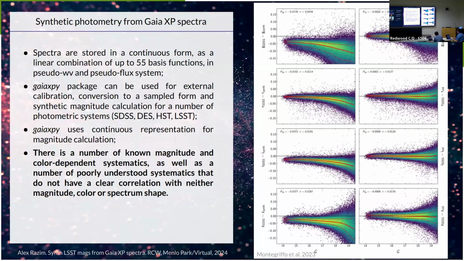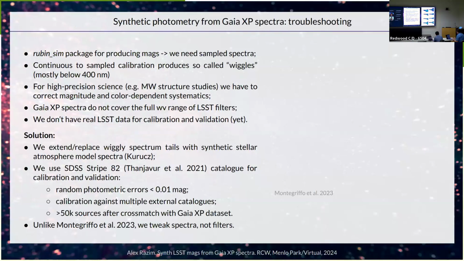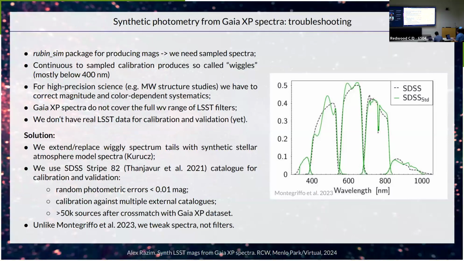So if we want to use this kind of synthetic magnitude for any kind of high precision science, we want to correct for these biases. The Gaia XP people did it in the following way. They used the SDSS Stripe 82 high precision photometry, and they compared the synthetic photometry and observed magnitudes, and then they corrected the SDSS filters, assuming that Gaia is the perfection and SDSS filters aren't as precise as we would like them to be.